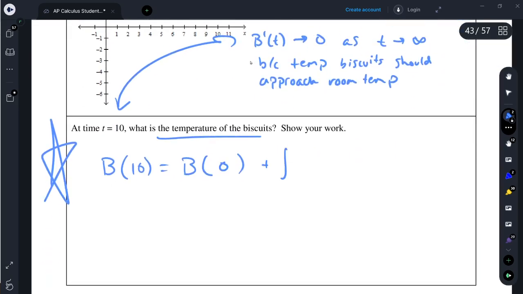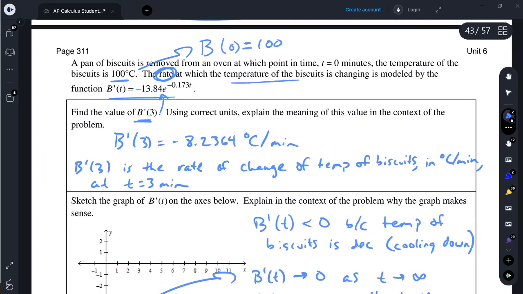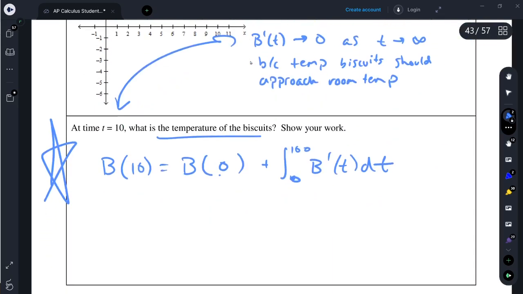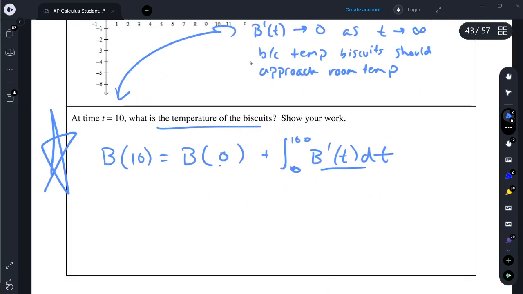And then plus the integral from 0 to 10, right? You're not always going to use 0. You're going to use whatever initial condition they give you. Most of the time it is 0. And then I'm going to just write b prime of t dt. You could write out all of that negative 13.84, but I'm going to just write b prime, and I'm going to save the writing it out for my calculator. Then I just write b of 10 equals, and then I use my calculator to get the answer.